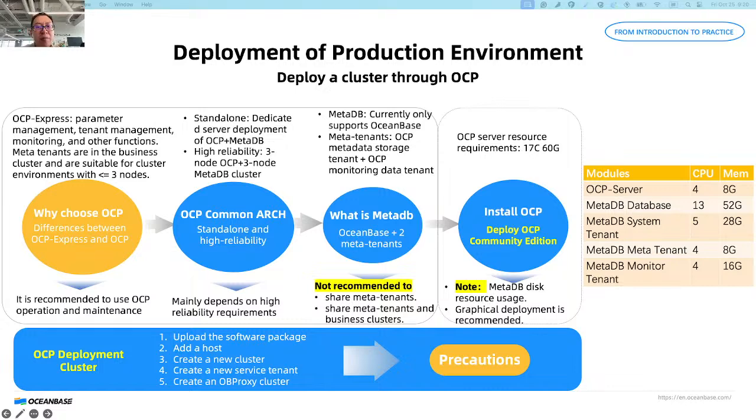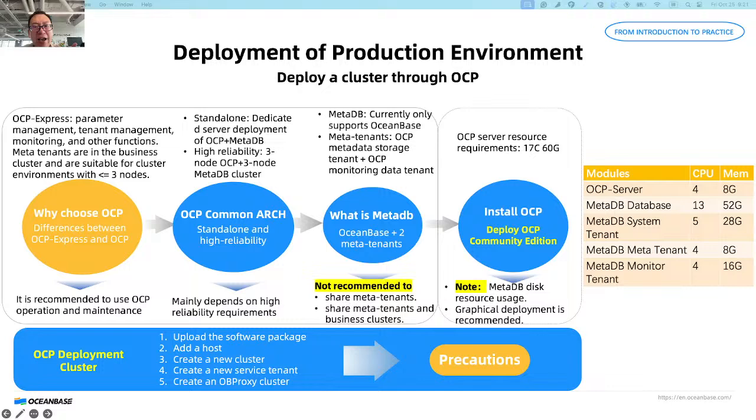The second is some common architecture of OCP. Currently, it's divided into standalone and high reliability. Standalone means deploy OCP and its metadata on only one server. High reliability is 3-node OCP and 3-node metadata cluster. How should we choose between these 2 OCP architectures? Yeah, maybe you have this question.